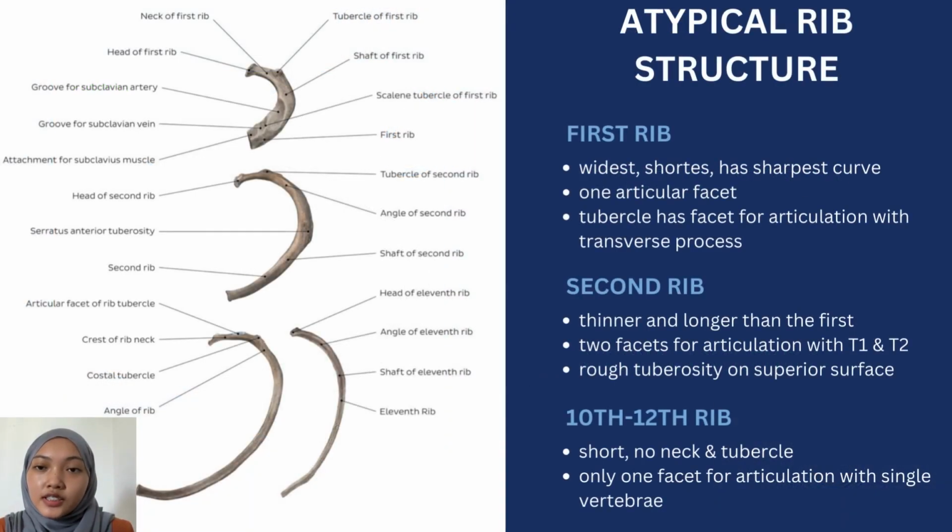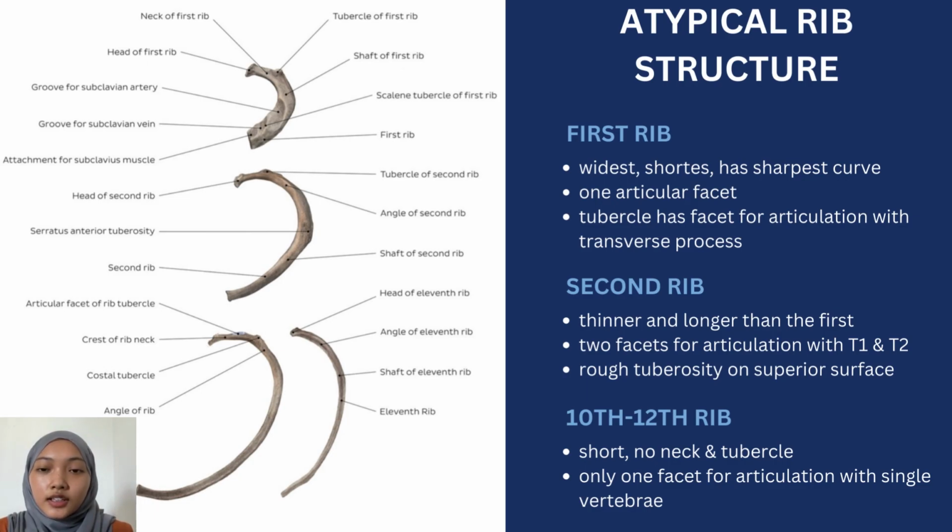The first rib is the widest, shortest, and has the sharpest curve of all the ribs. The head only articulates with the body of the T1 vertebra, and therefore there is only one articular facet. As in the typical ribs, the tubercle has a facet for articulation with the transverse process of vertebrae. Next, for the second rib, the second rib is thinner and longer than the first. There are also two facets present on the head to allow articulation with the T1 and also T2 vertebra. It also has a rough tuberosity on its superior surface, which is the serratus anterior tuberosity.